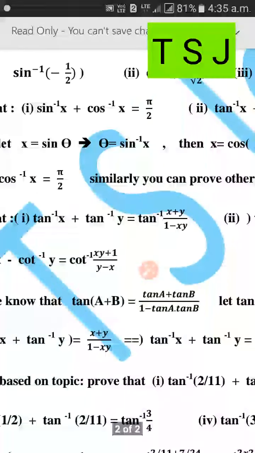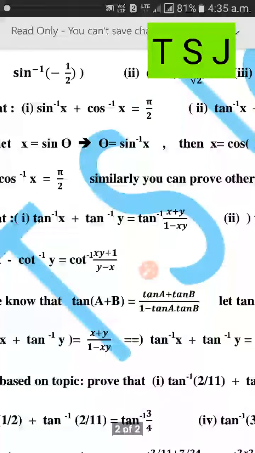To derive this, consider x equal to sine theta. So theta is sine inverse x. Also x equals cos of pi by 2 minus theta, which means cos inverse x equals pi by 2 minus theta. Transfer theta to the left side: cos inverse x plus theta equals pi by 2. This gives you sine inverse x plus cos inverse x equals pi by 2. This way you can derive all the remaining three formulas based on this.